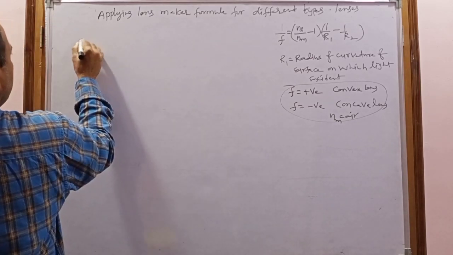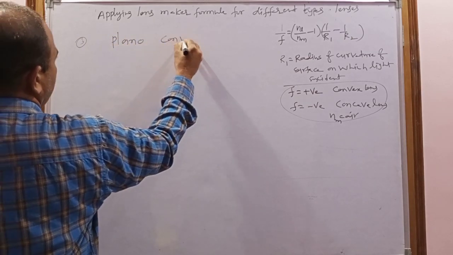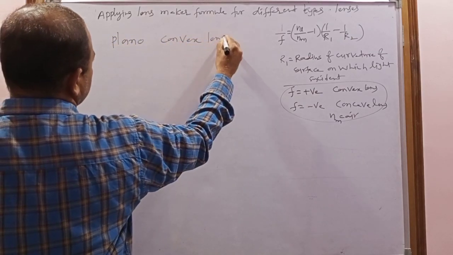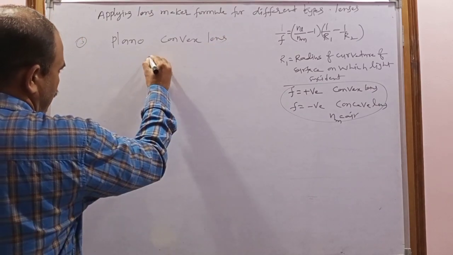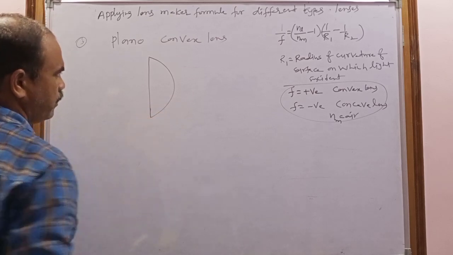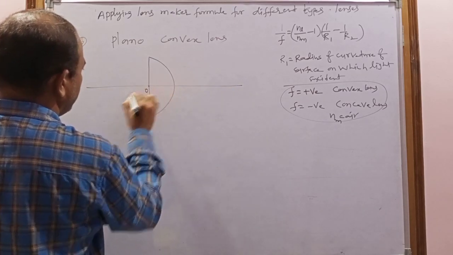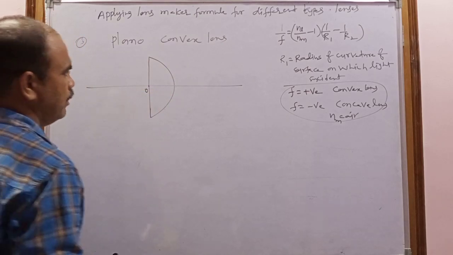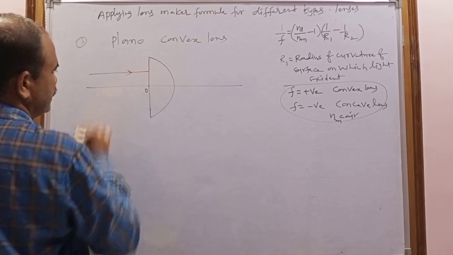Plano-convex lens. Third one. So now this is a plano-convex lens. This is known as the plano-convex lens. Now this is the principal axis and this is called the optic center. Now consider the light is incident on this surface.